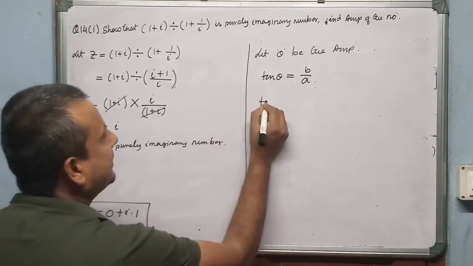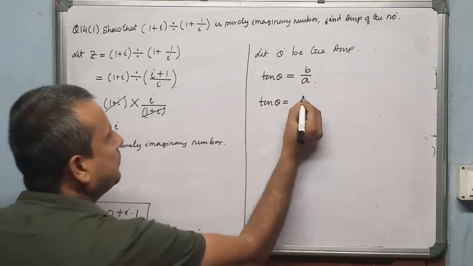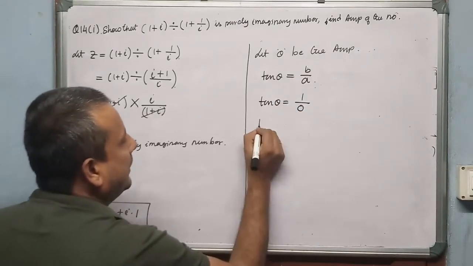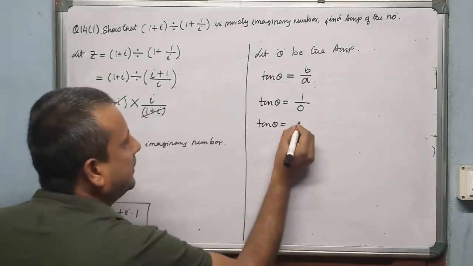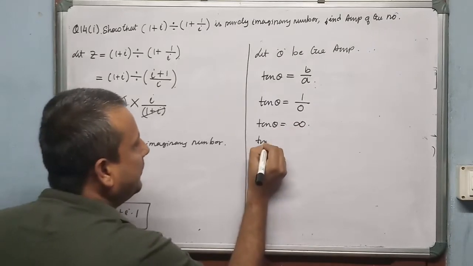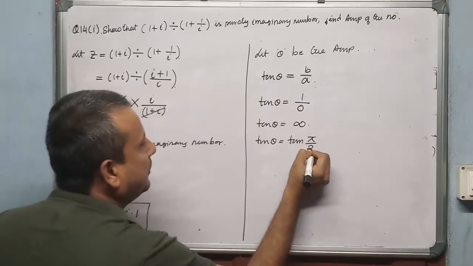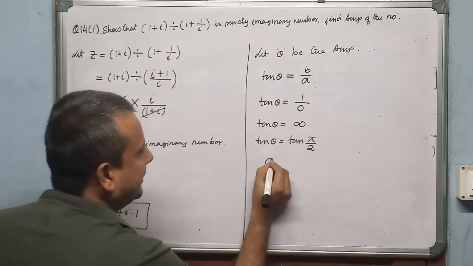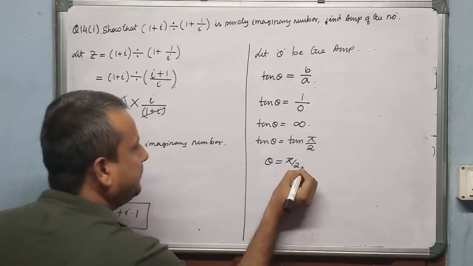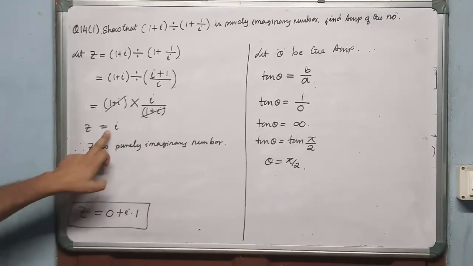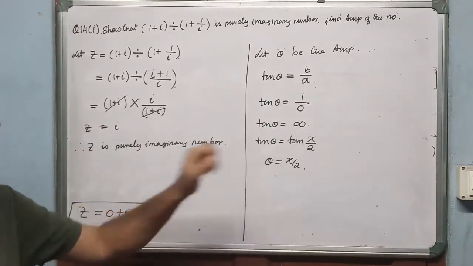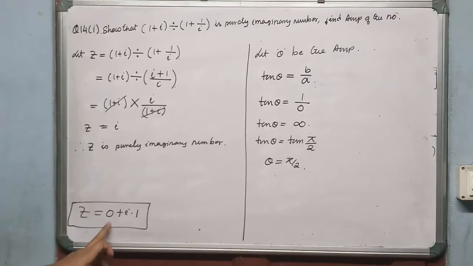Then tan theta is equal to b is 1, a is 0. Any number divided by 0 is undefined. Then the value of tan undefined is tan 90 degrees, that is pi by 2. Removing tan from both sides, theta is equal to pi by 2. So this is purely imaginary, and this one is the amplitude. This one is the raw form, a plus ib form, just I'm showing.